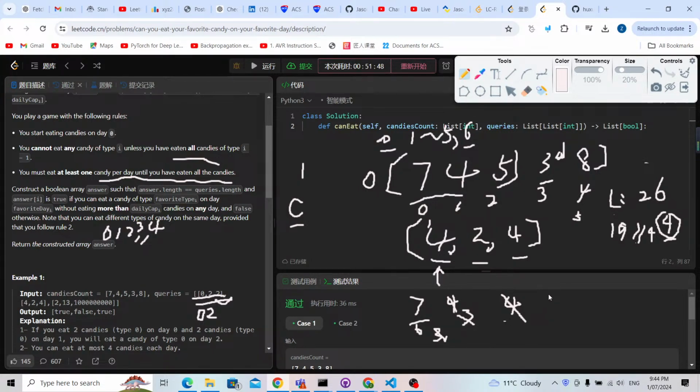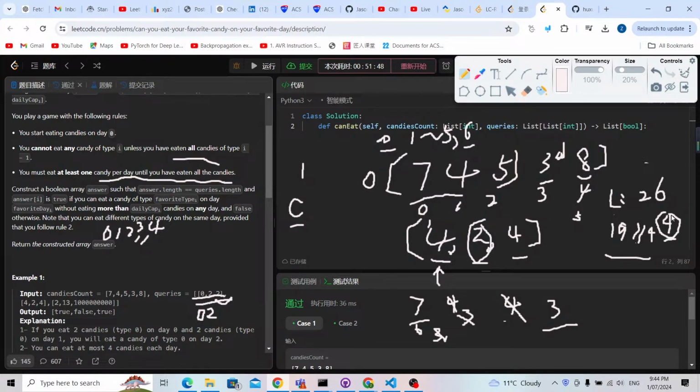And then on day 4, I have 3 candies left, right? And I'm going to eat these 3 candies. But my capacity is 4. It means I can still eat 1 candy. So that 1 candy is from another type. It is type 4. So this is why we calculate it exactly like the prefix sum, prefix sum of i minus 1 divided by the capacity. It's going to be 4. But our day is 2.